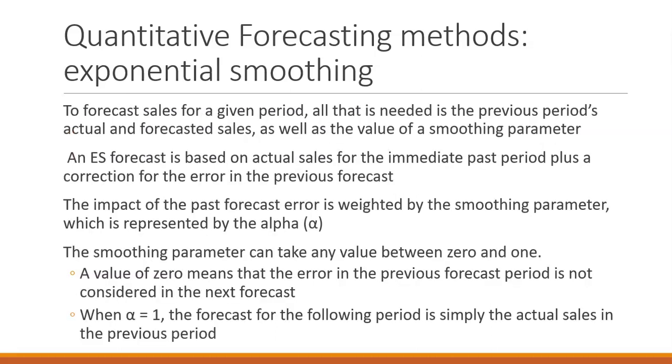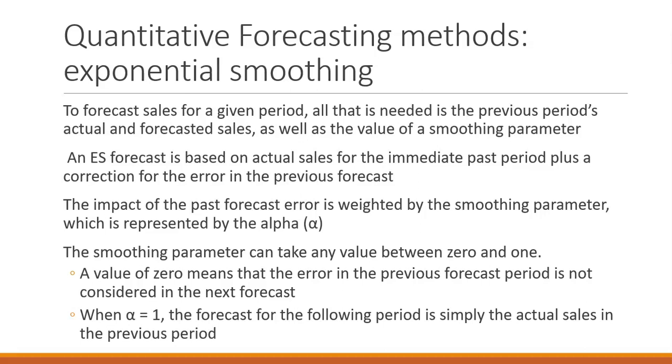Okay. So when we're using exponential smoothing, what we need is the previous period's actual and forecasted sales, and then the smoothing parameter. So we're looking at our actual sales plus a correction for the error in the previous forecast.